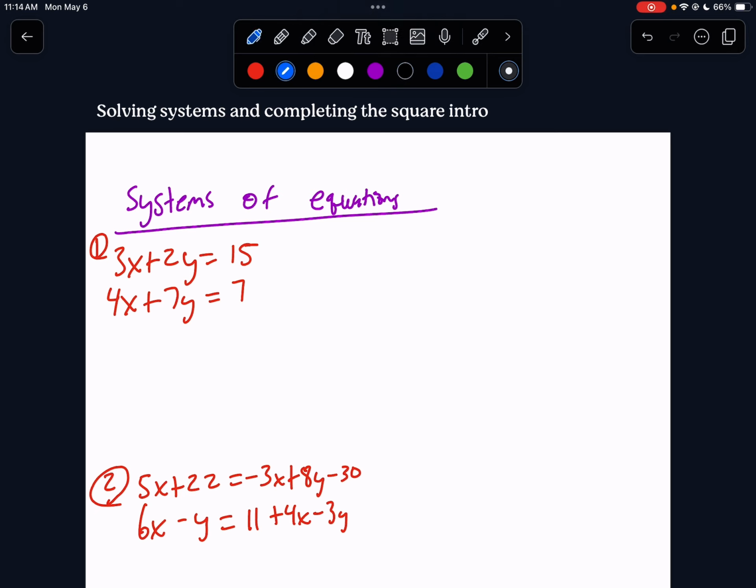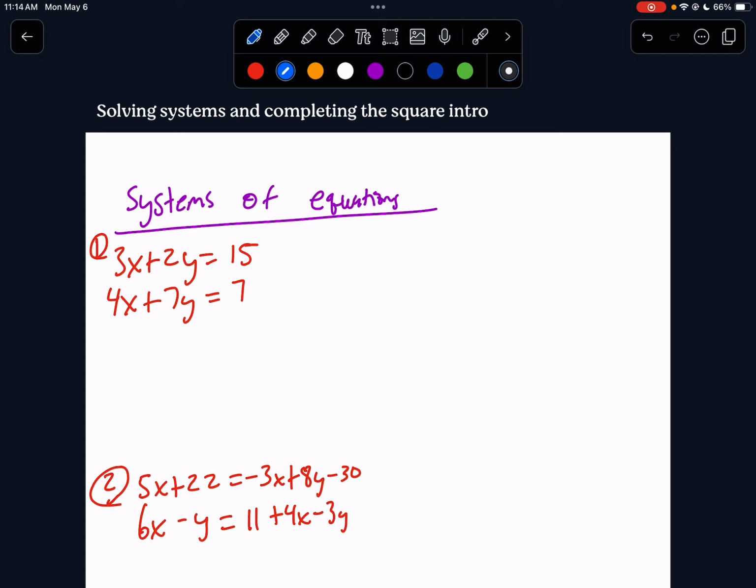On our last test, we're going to have two more algebra skills and concepts that were not on the quiz. The first one of those is systems of equations. The second one is completing the square, and we're going to use completing the square to write the equation of a circle. First, we're going to get into systems of equations.